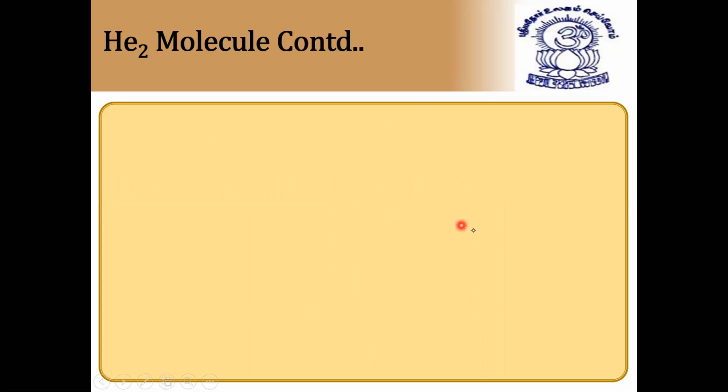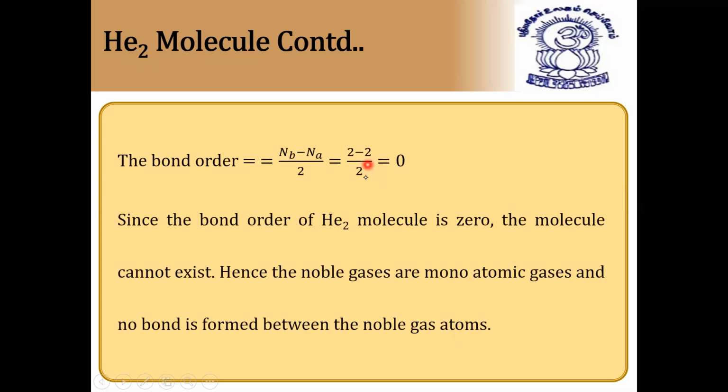So now let us see how to calculate bond order. 2 minus 2 by 2, that is 0. That's why the helium molecule does not exist. Since the bond order of the helium molecule is 0, it is highly unstable. It cannot exist.